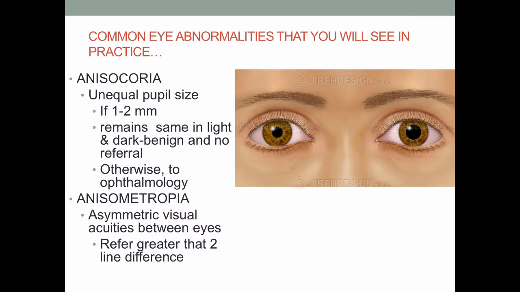Anisocoria is another abnormality that you may see in practice, and it's an unequal pupil size. If it's 1 to 2 millimeters in size and it remains the same in both light and dark, it can be benign and no referral is needed. Otherwise, these children should be referred. Anisometropia is asymmetrical visual acuities between the eyes, and if it's more than 2 lines on your visual acuity chart, the child needs referred.